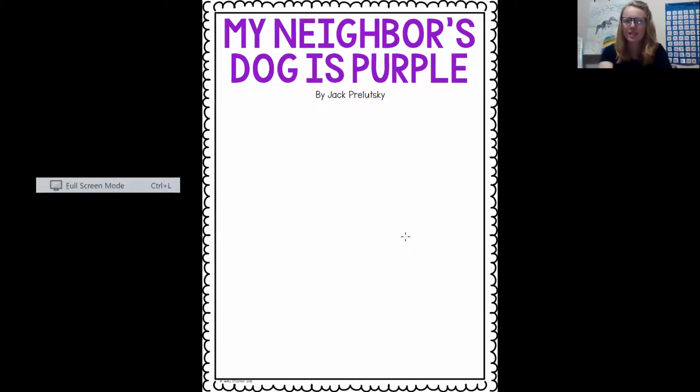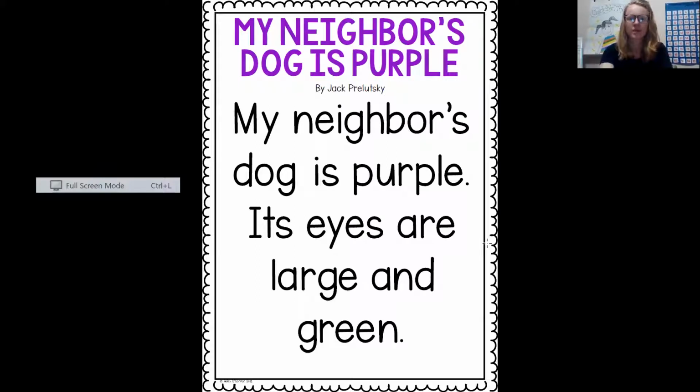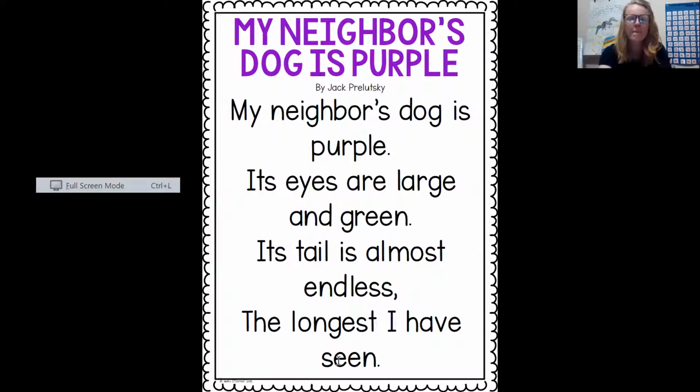about this neighbor's dog. My neighbor's dog is purple. Okay, read with me. My neighbor's dog is purple. Its eyes are large and green. Oh, is there an extra detail that I can add? Yes, but we're not going to draw it yet. So next to number 2, we'll remember that our dog needs to have green eyes. Let's keep reading. Let's see if we can find some other clues.